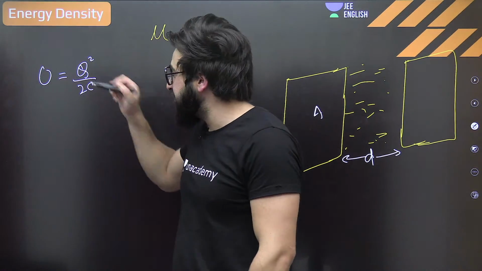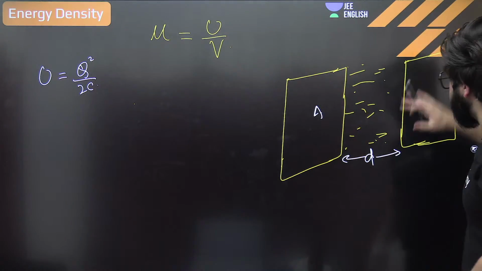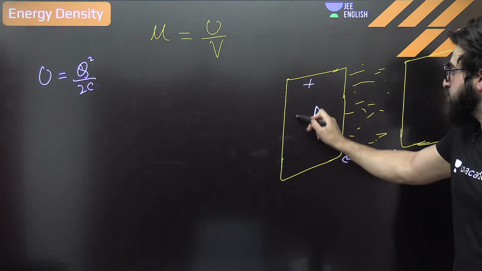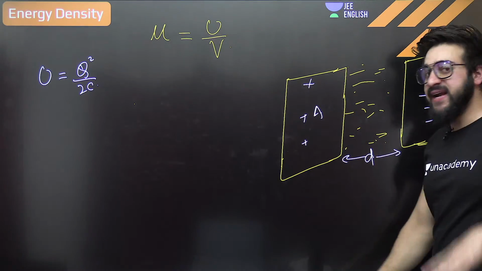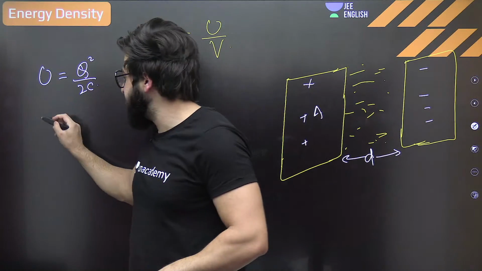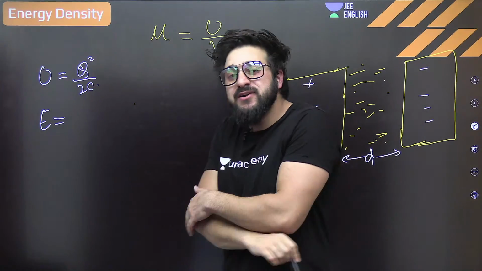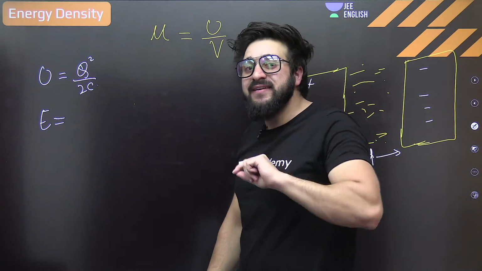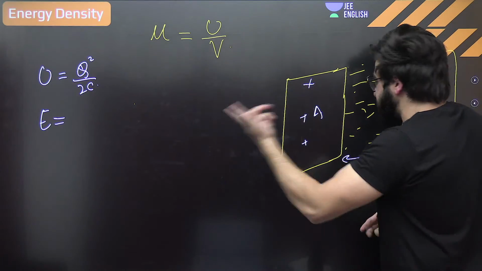Now if I ask you how to find the electric field here: there is a positive charge on this plate and a negative charge on this one. Positive, positive, positive; negative, negative, negative. So between them there will be an electric field. How much will the electric field be? Can you tell me in the live chat? That is sigma by A. But in the case of a parallel plate, sigma by A.